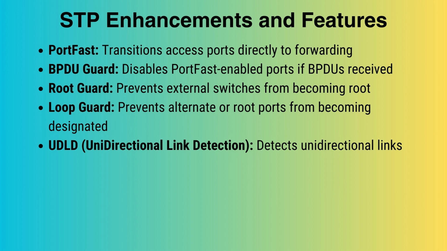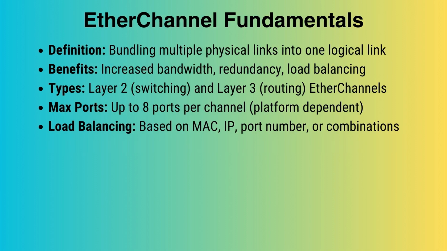Loop guard prevents a port from becoming a designated port if it stops receiving BPDUs, protecting the network from the temporary loss of BPDU packets, which could otherwise cause loops. Unidirectional Link Detection, UDLD, detects and disables unidirectional links, which can occur due to hardware faults and lead to loops, ensuring bidirectional communication on a link and enhancing network reliability. Implementing these STP enhancements and features helps maintain a robust, secure, and loop-free network, ensuring smooth and stable network operations.